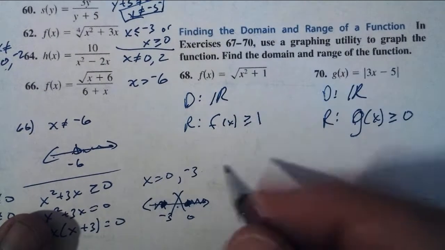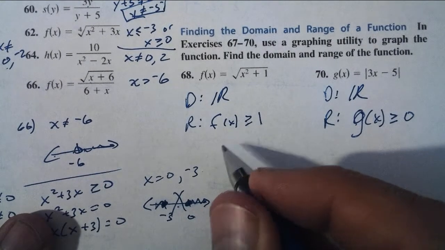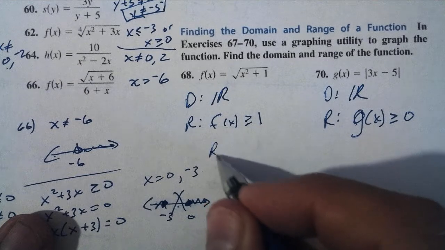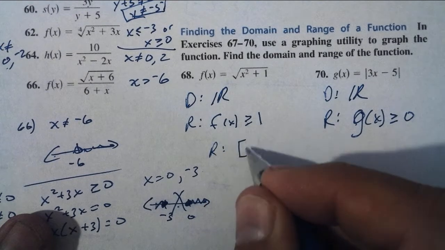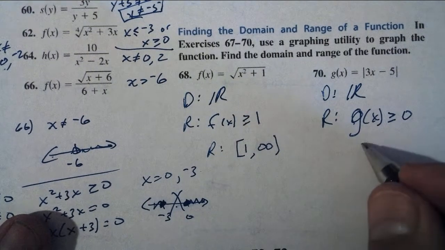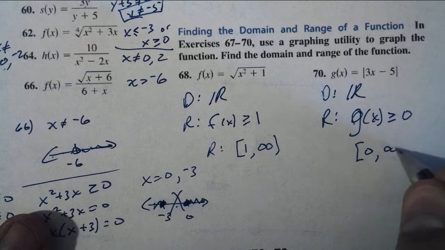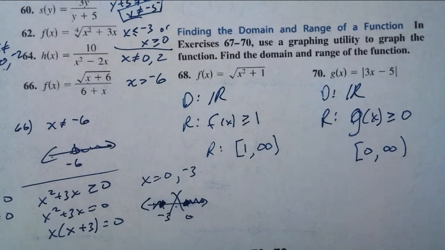So if we came back to this problem right here, we would say our range is bigger than or equal to 1. So 1 up to infinity is good. Here our range is 0 to infinity. Okay, I just want to get that out there because that's a notation you're going to see the book use quite a bit.